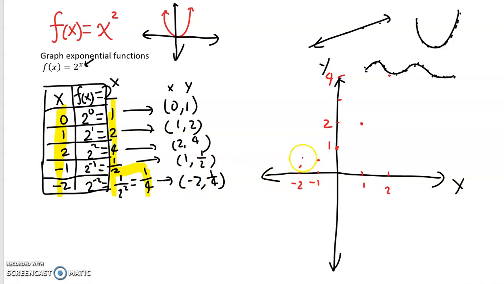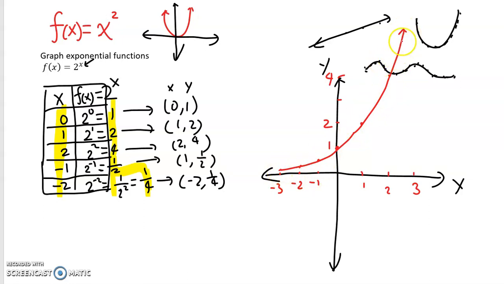As you can see, I don't know if you can see the pattern yet. If you can't, pick some more points. For example, you can continue to pick 3 and pick negative 3. And notice if you pick negative 3, you're going to get a 1/8. It's going to become a fraction, smaller and smaller, closer and closer to 0. And then we join those points. It's going to get us a curve.